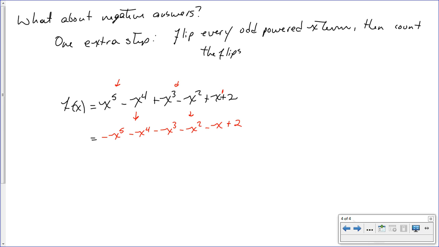All right. Now that we've flipped every odd-powered x term, now we go through and count our flips. Negative, negative, no flip, negative, no flip, negative, negative, positive. So it flips one time, which means we are only going to have one negative answer. All right, one negative answer only in this case.